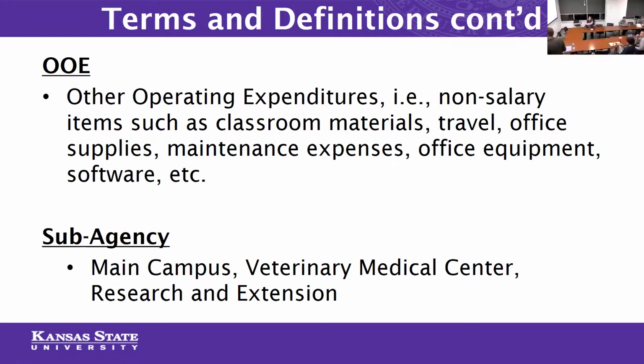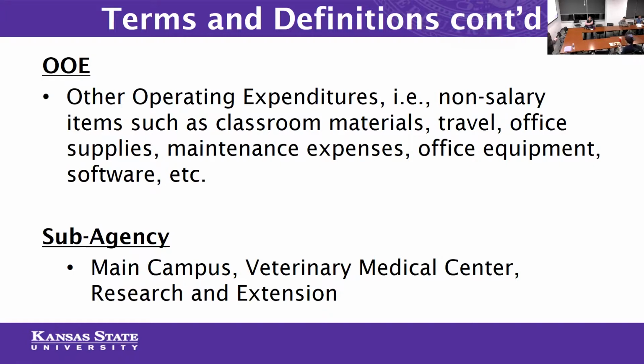At K-State, we also have a unique aspect of our budget where we have three different sub-agencies. We have a bucket where we budget main campus expenditures, what you might primarily think of as here in Manhattan, Kansas. We also have our Vet Med Center, a separate sub-agency, located across from Edwards Hall or the tennis courts. And then we have research and extension, which is primarily representative of our land grant activities as a land grant institution for the state of Kansas.